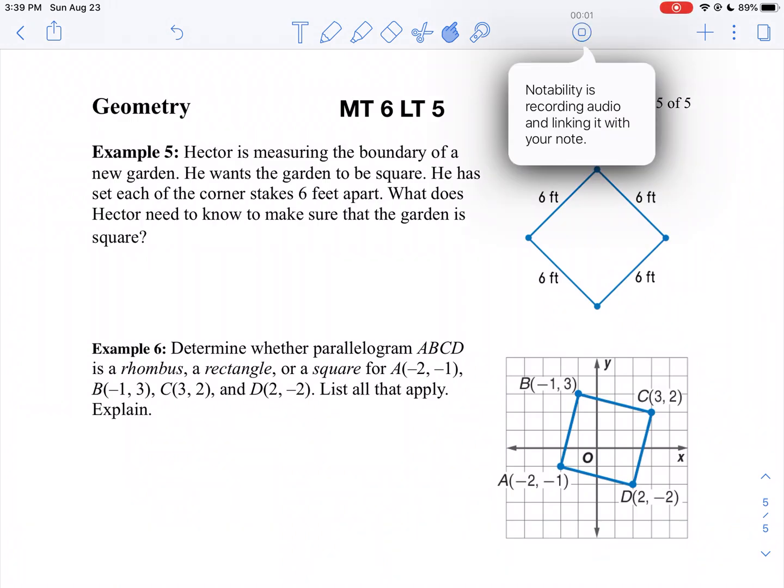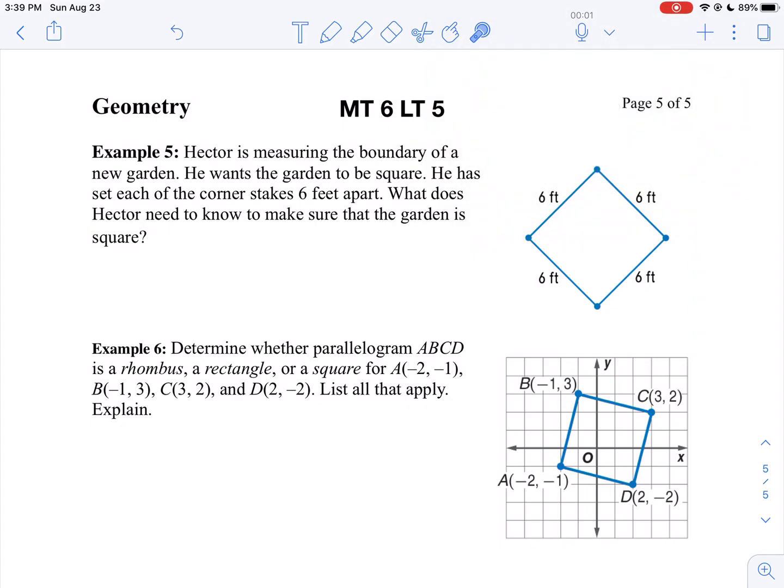Now, on example 5, sorry, I'll get out of there. On example 5, it says Hector is measuring the boundary of a new garden. He wants the garden to be a square. He has set each of the corner stakes 6 feet apart.